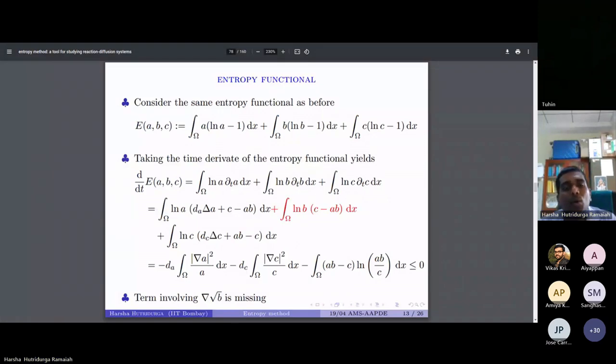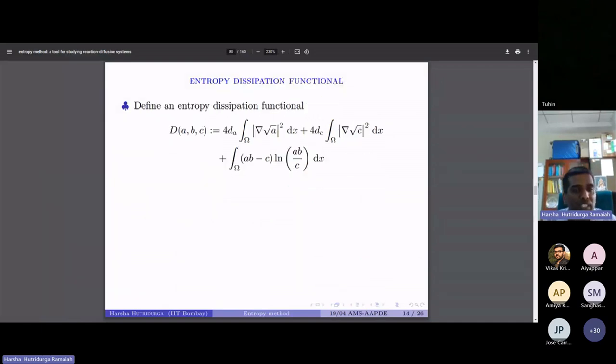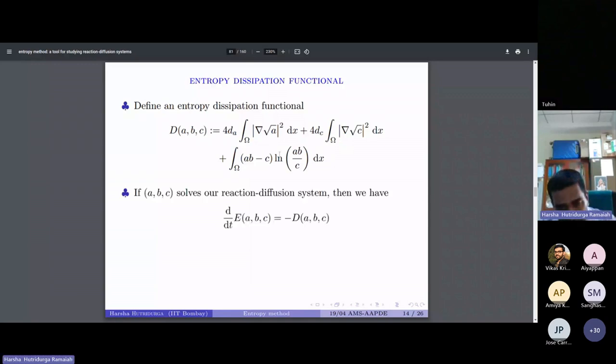Okay. Now, what did we do next? Once we showed that we have found a Lyapunov functional, that means we have shown that d by dt of E is equal to something. That helps us define the dissipation functional D. So that's what we will do now. We will recognize the dissipation functional D. Okay, that turns out to be this one for the degenerate case with dB equal to 0. Now, we have got this dissipation functional, and we have got this relation that d by dt of E is equal to minus D evaluated at ABC.